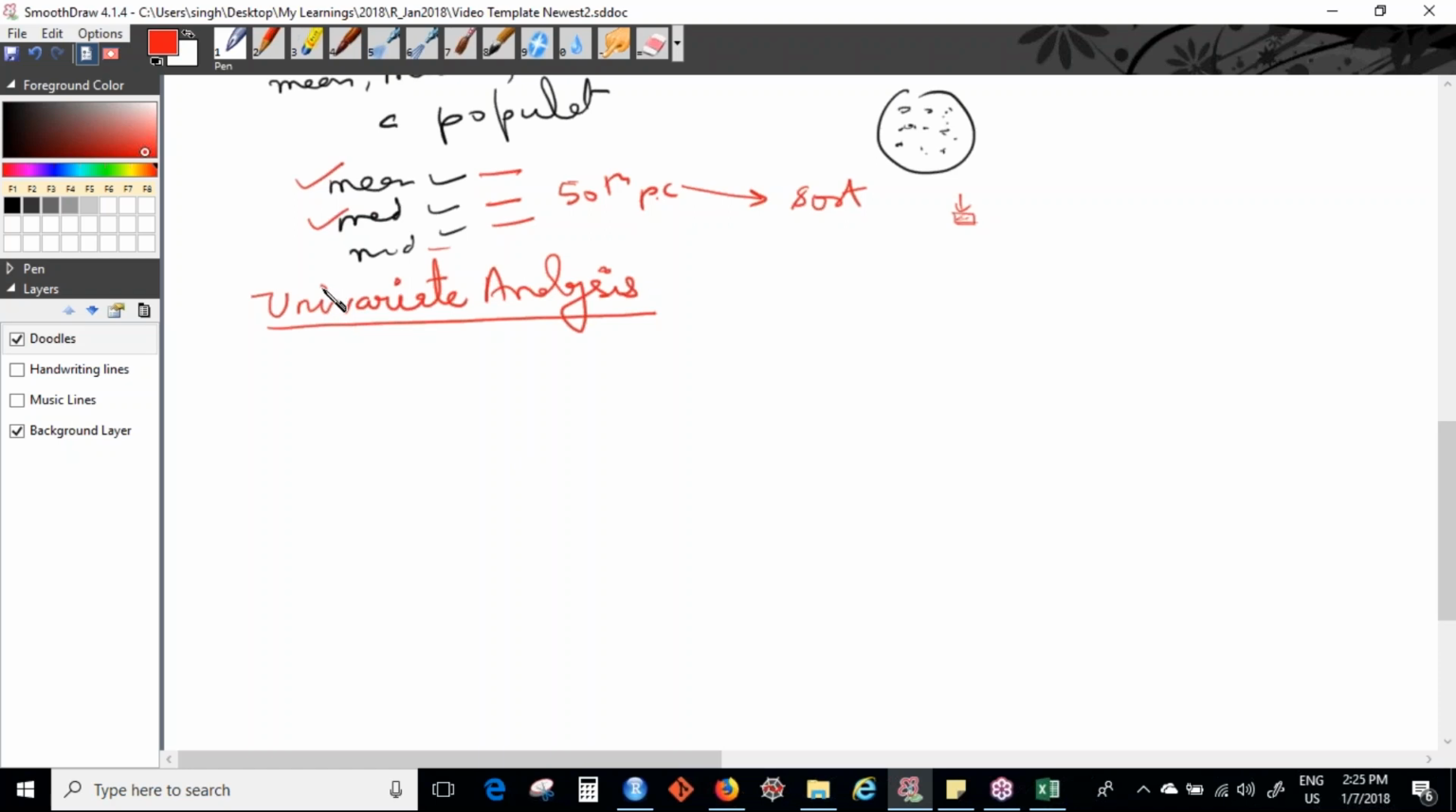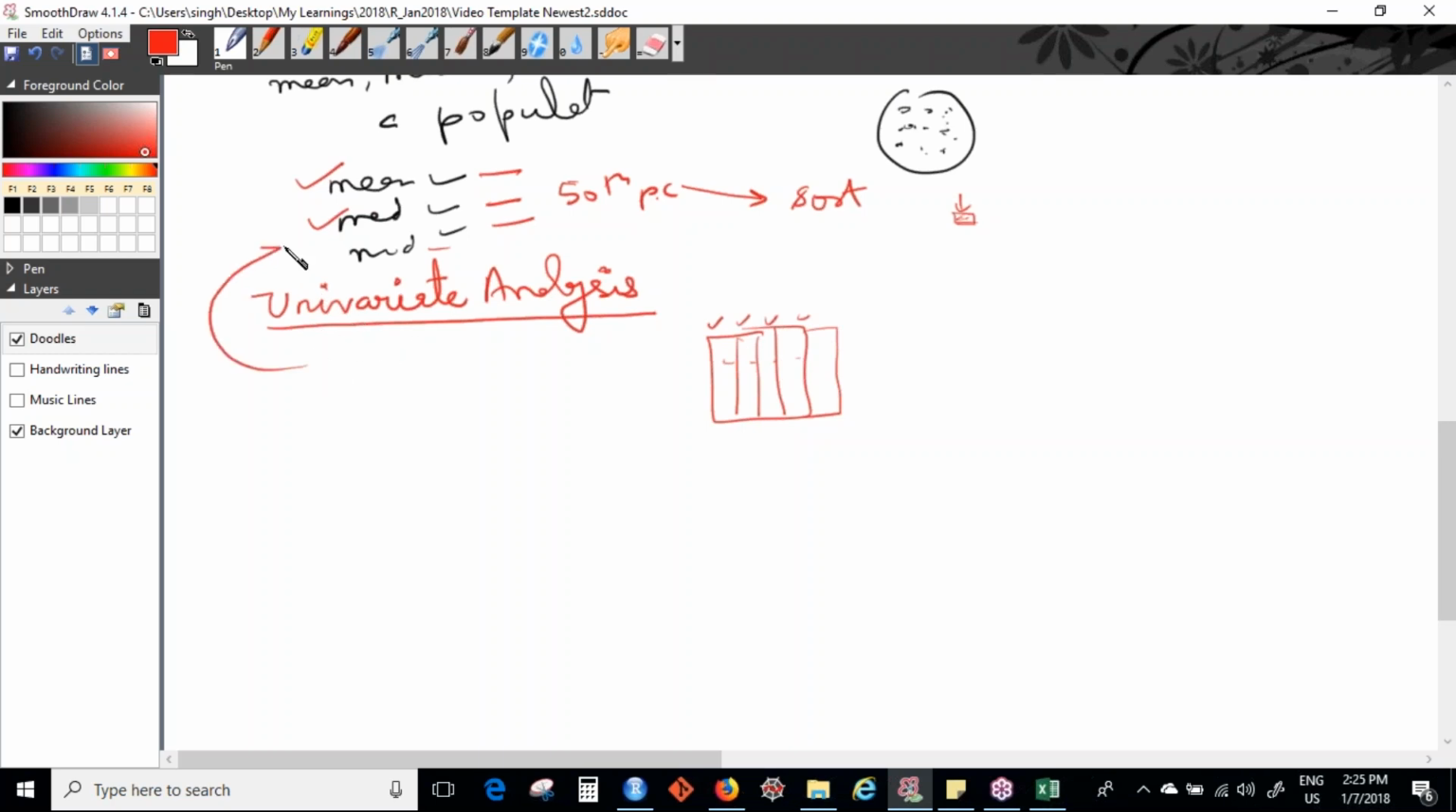So why univariate analysis? When we analyze one variable at a time, then it's called univariate analysis. You might have many variables available to you. So imagine a SQL database where you might have many columns, right? You might have many columns, but you're not studying all the columns together. You are studying only one at a time. So then it's called univariate analysis. Uni means one.